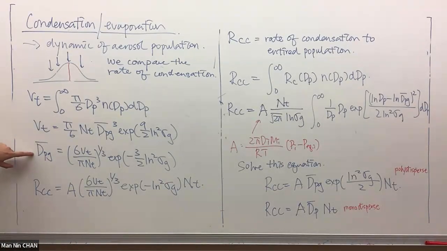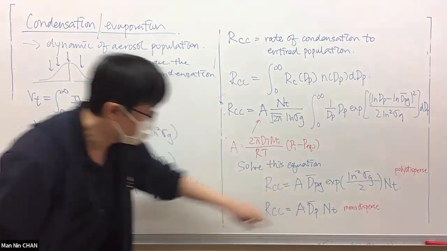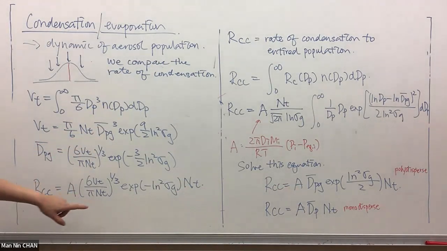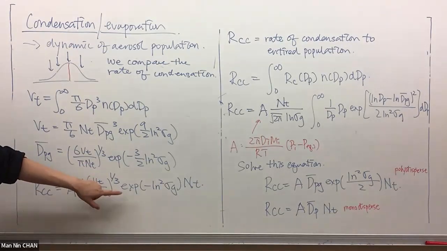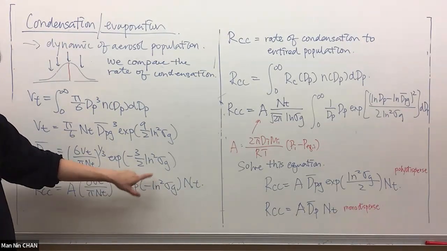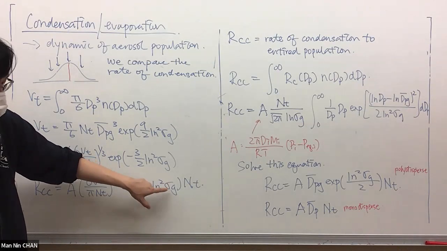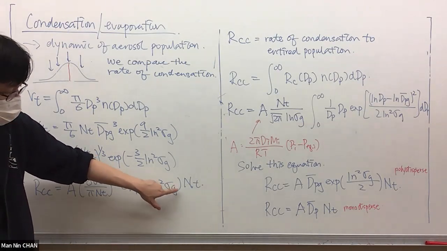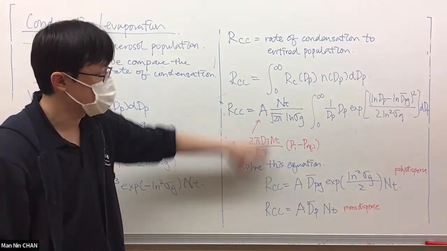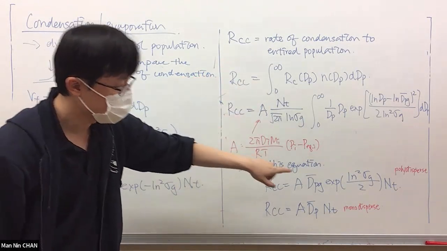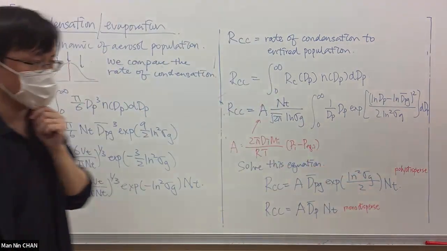Okay, so what I'm doing here is I just substitute these terms into here, and then rearrange the equation. So now you can find an expression. It becomes A times these terms, and then the exponential of minus natural log squared sigma g, the geometric standard deviation of my aerosol population, and then times the NT. So these are the LCC, right? The rate of condensation to the entire population, for my polydispersed aerosol. Okay.